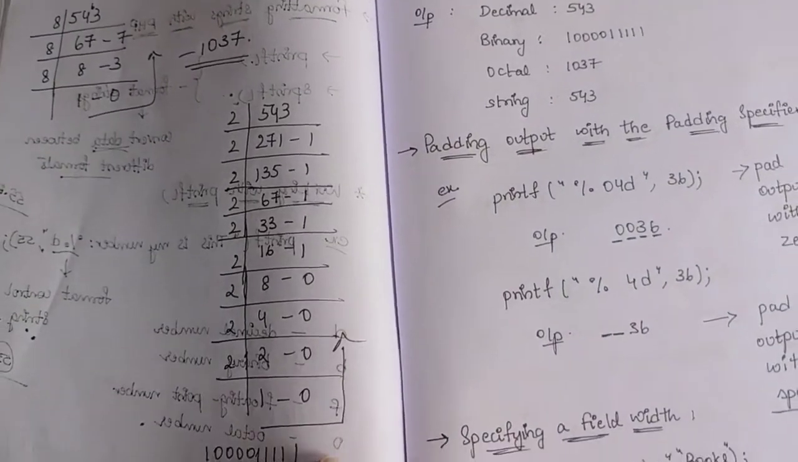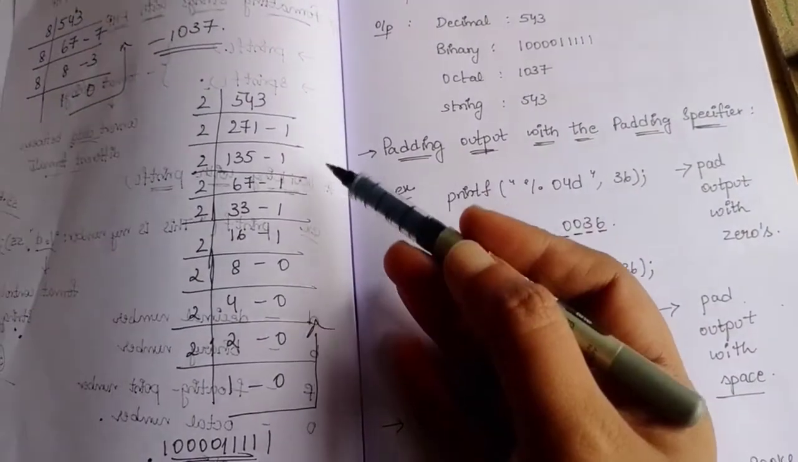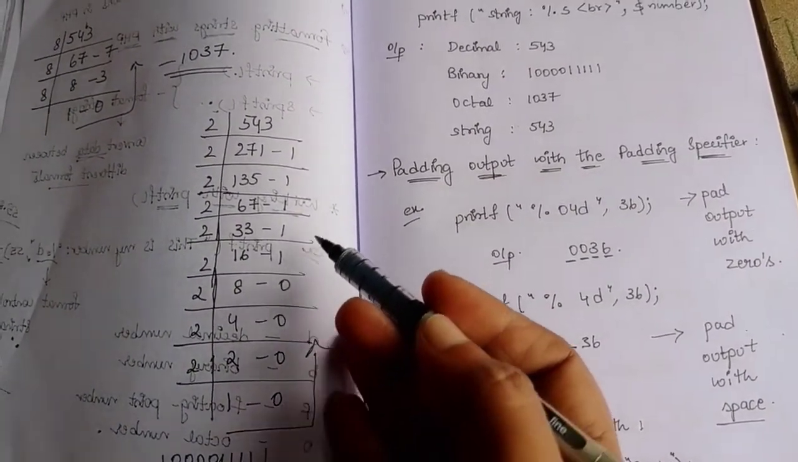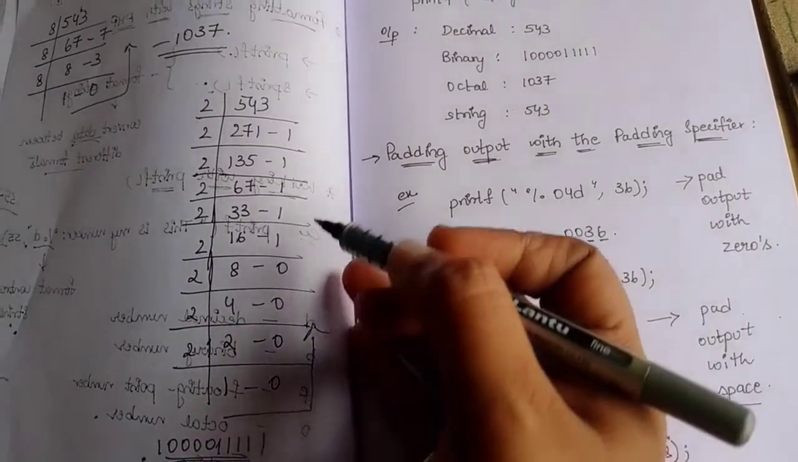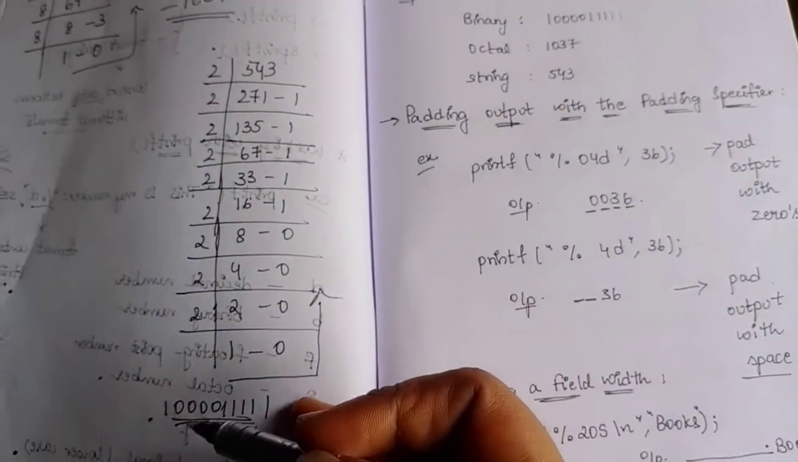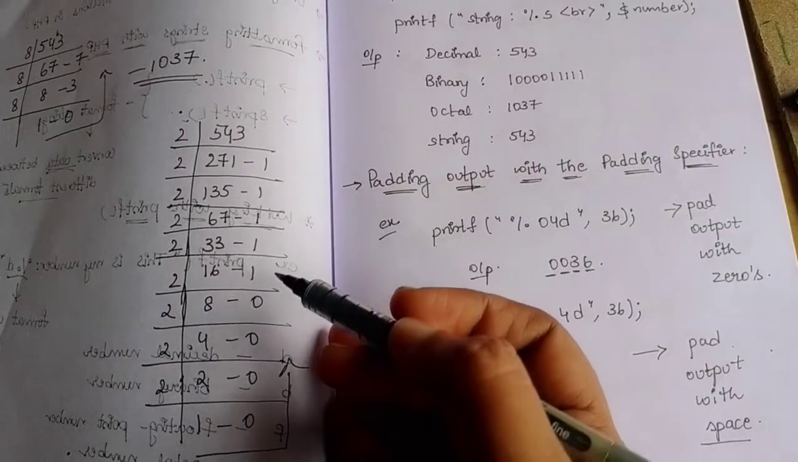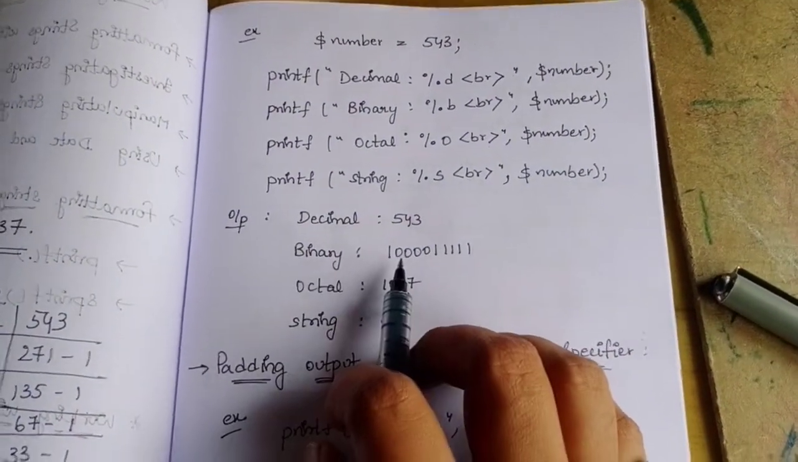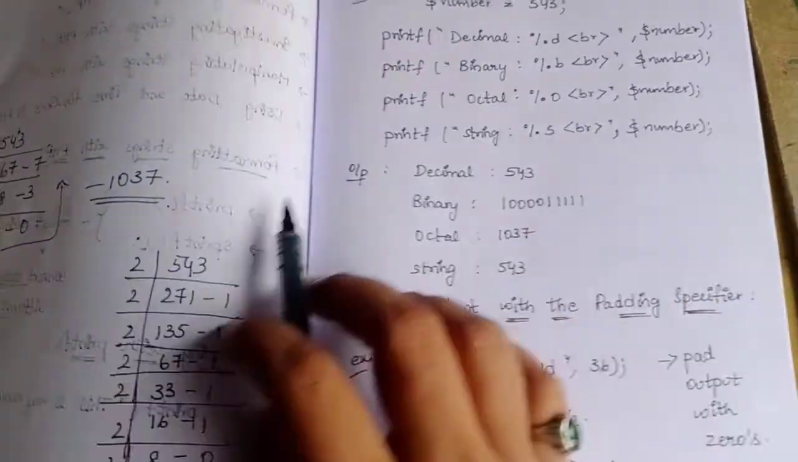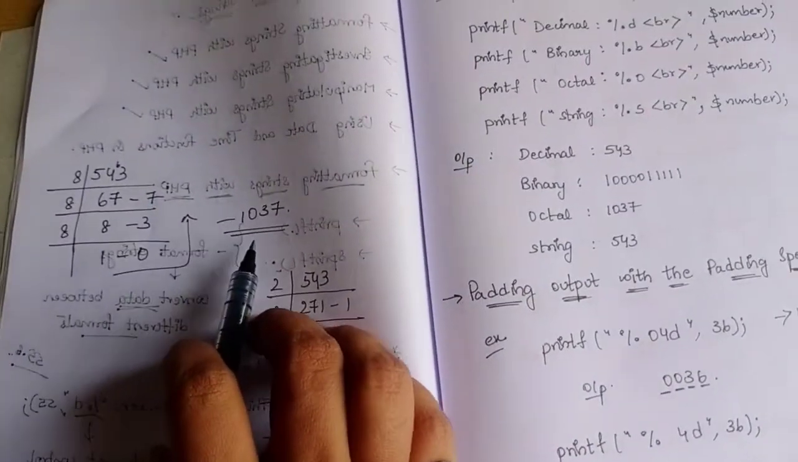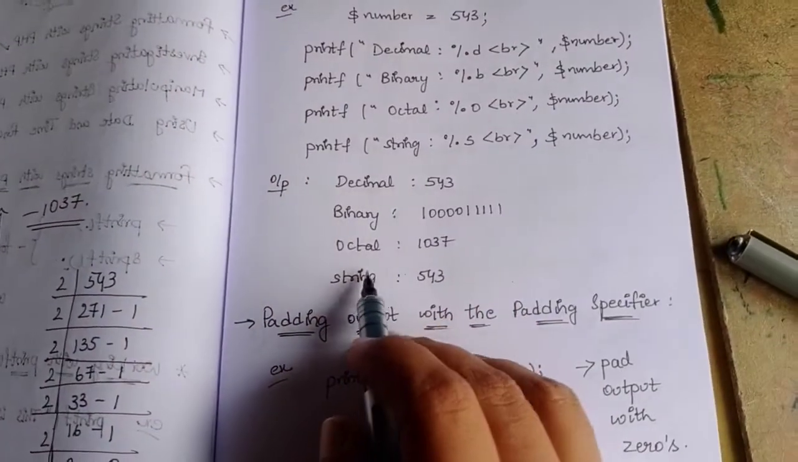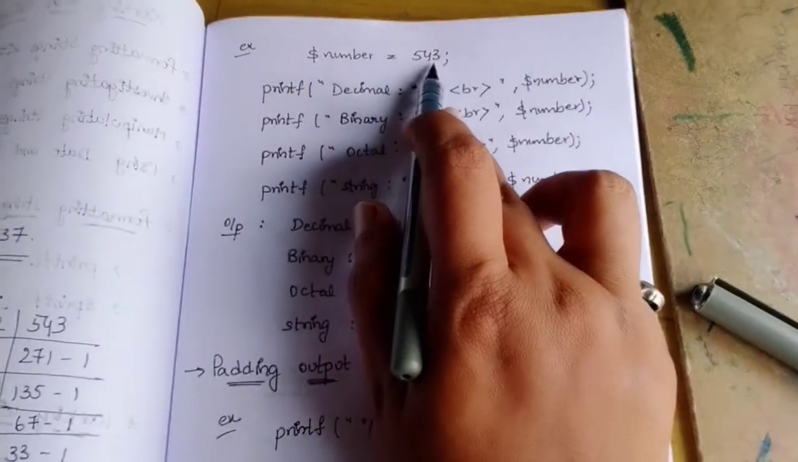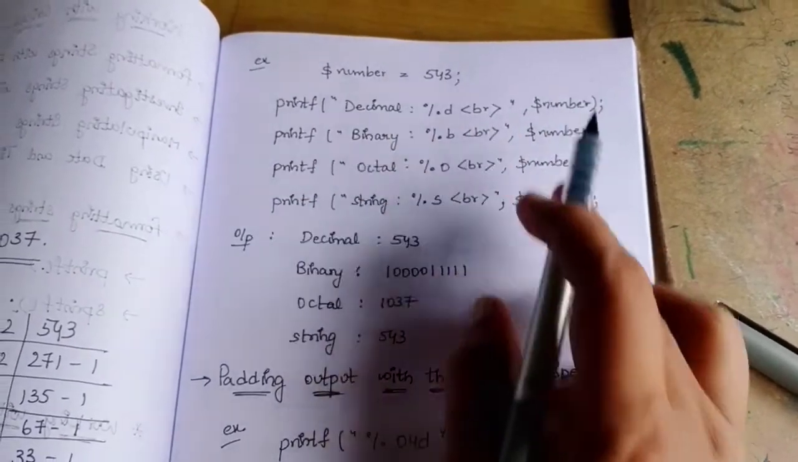Like we have to take the remainder with 2 and the output will be 1 0 0 0 0 and 5 ones. In this way we can convert a decimal number to a binary number. This is converted and the output will be displayed here for binary. And for octal we have to take the remainder with 8 and the output will be 1037, which is printed in output. And a string remains the same because a string is a group of alphanumeric characters.